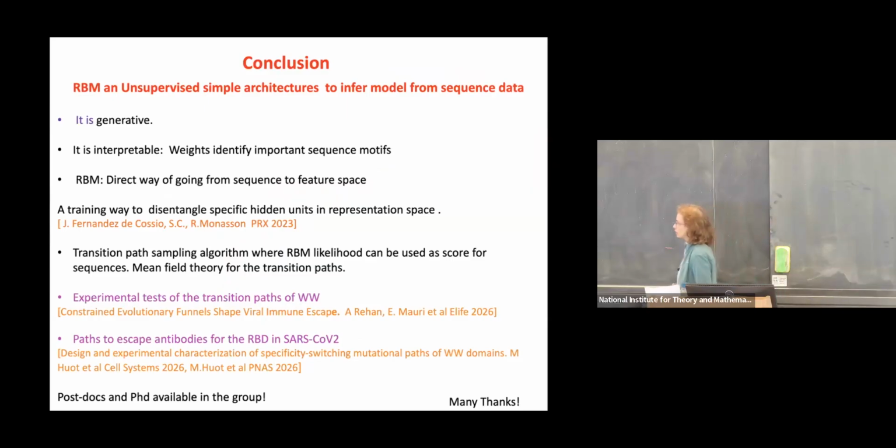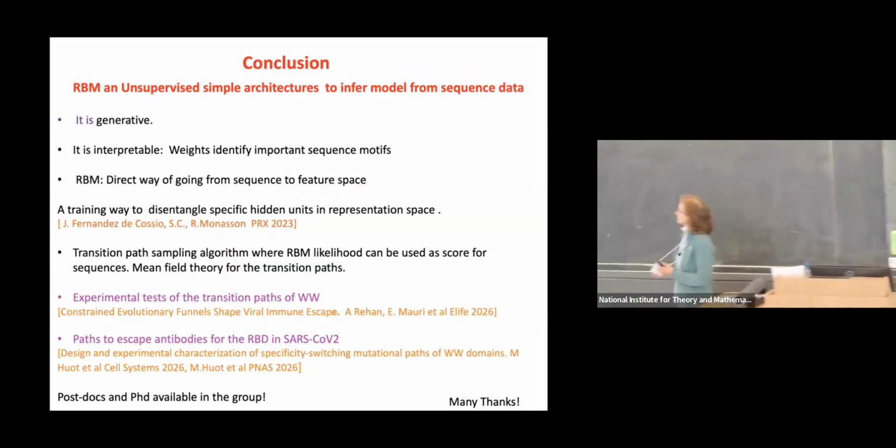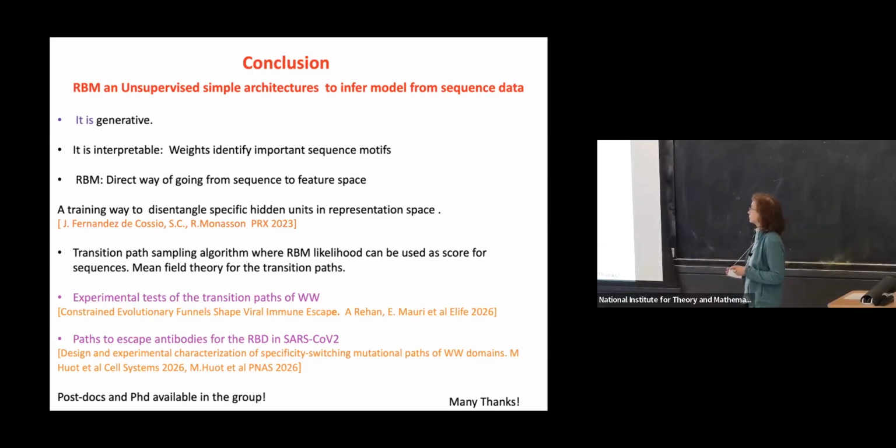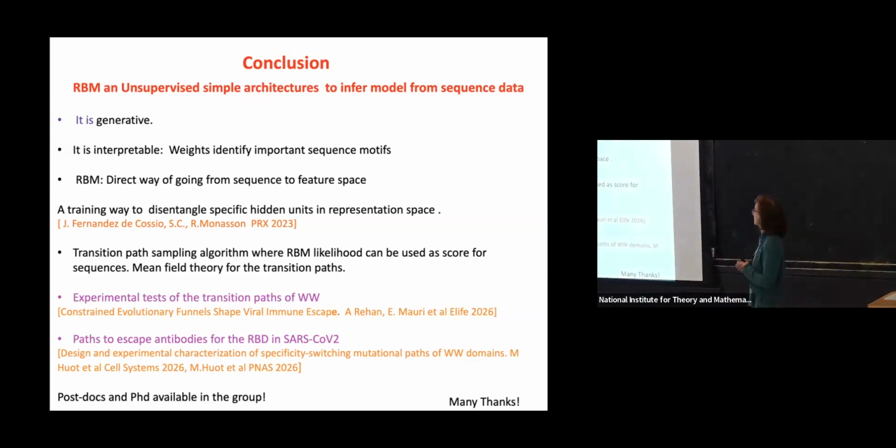So, the conclusion: I have shown you this restricted Boltzmann machine, which is a simple unsupervised architecture to infer a model from sequence data. It is generative, and it is interpretable if you choose well the number of hidden units, because the weights can identify important sequence motifs, for example, for the binding specificity. And it's nice because it's the right way of going from the sequence to feature space.